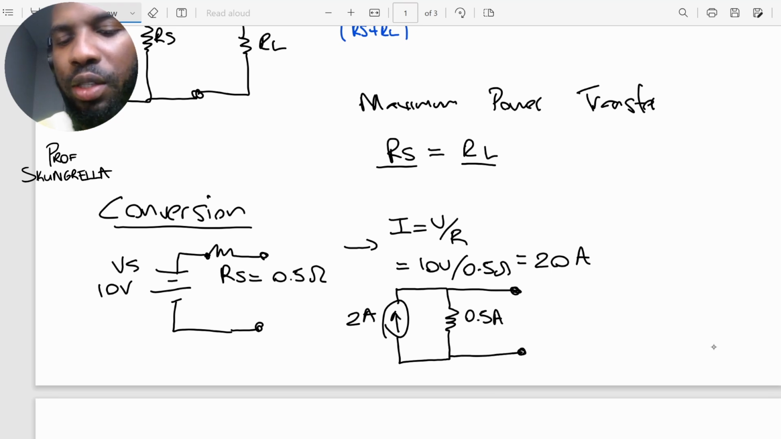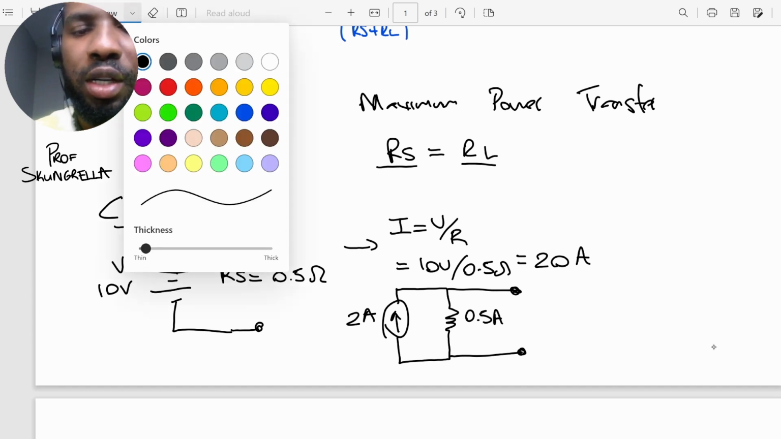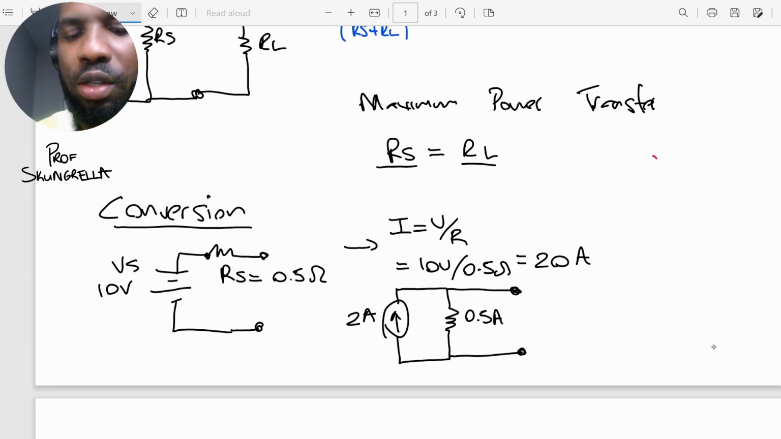Now let's connect a load to this and see if we get the same value for our load. So let me change the color. Let's connect the load to these two circuits and see if they're the same. So we'll connect a 5 ohm resistor here. And we want to know, what is the voltage across this 5 ohm resistor? Well, we have 20 amps coming out here. Now some current will go here and the rest of the current will go there. So we want to find out how much current is going to go there, and what voltage is going to be across this 5 ohms.